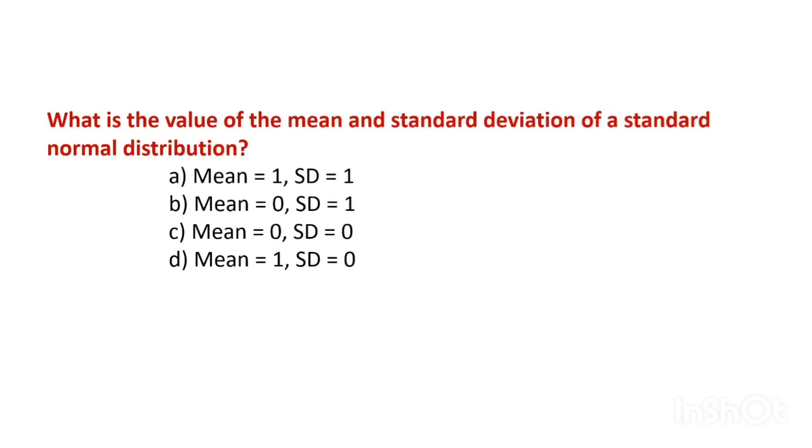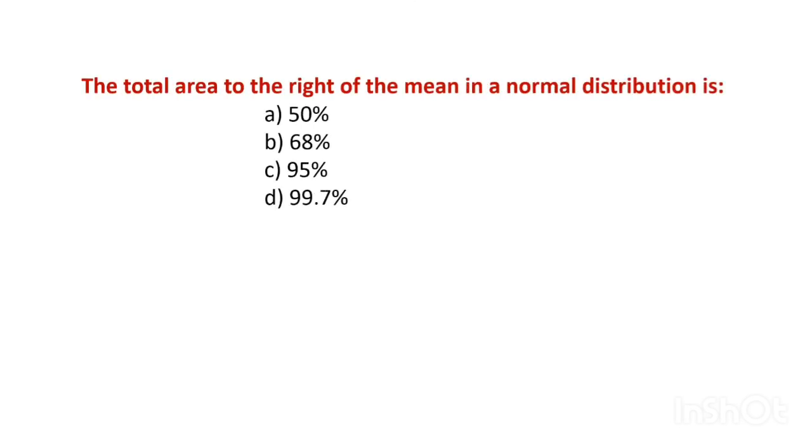What is the value of the mean and standard deviation of the standard normal distribution? Generally, in a standard normal distribution, the mean is 0 and the standard deviation is 1, so the correct answer is option B. The total area to the right of the mean in a normal distribution is, due to symmetry, half of the area, which is 50%. Correct answer is option A, 50%.